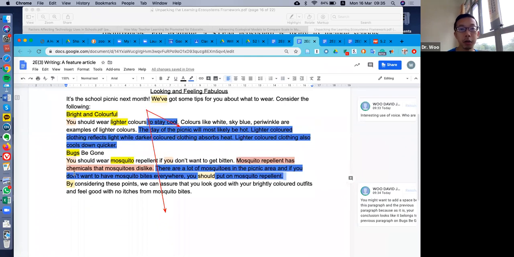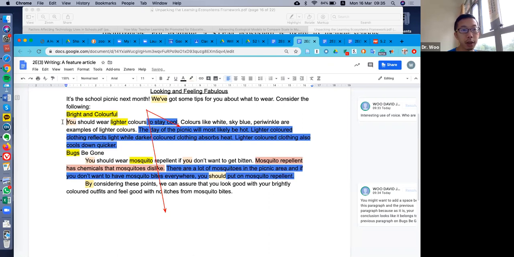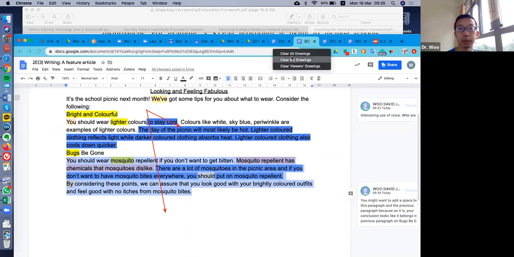So another way to indicate a new paragraph or thought unit is to indent. You can do this. You can indent. Right? Indentation is also another way to say, hey, this is a new paragraph. But you've got to do something, because right now this looks like one paragraph. It may confuse people. Okay.